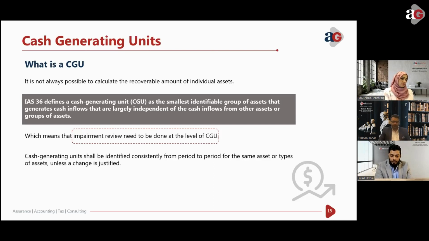So all the assets that are included within a CGU, together they should be generating those cash flows, which means the impairment review needs to be done at the level of the CGU. So if we cannot identify assets that can be separately impairment tested, we have to make them part of a CGU and do it at the level of the CGU. Cash generating units shall be identified consistently from period to period for the same asset.